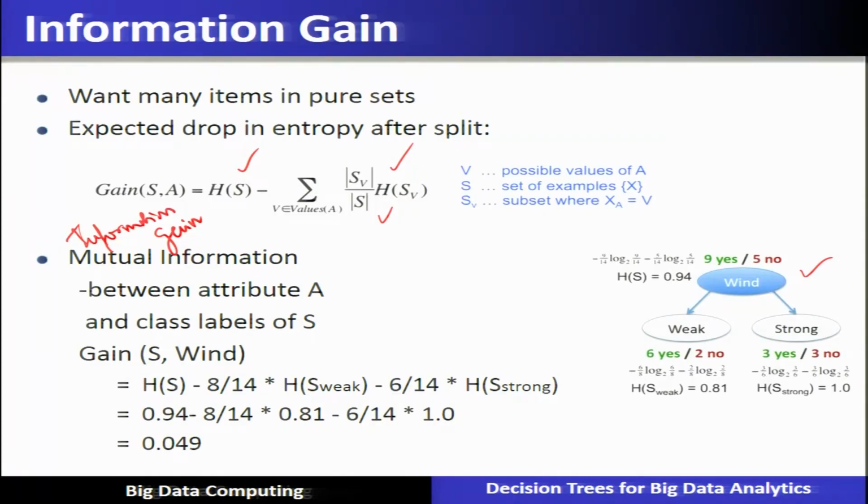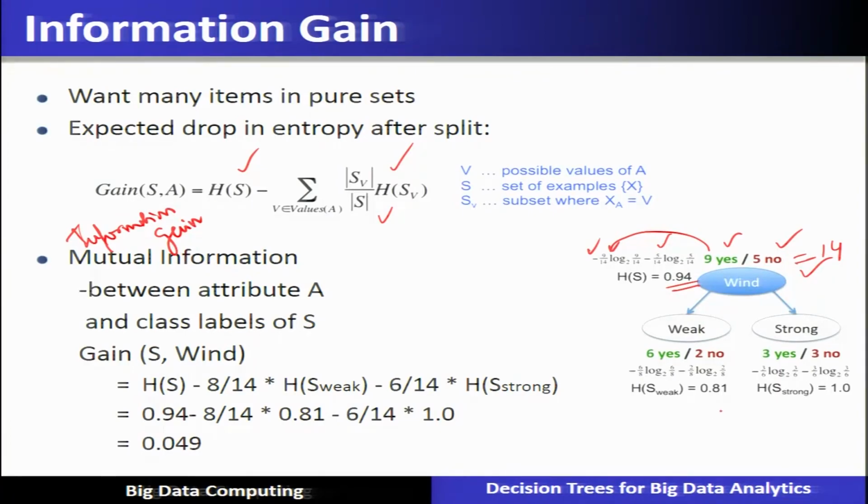wherein the wind we have seen that there are 9 yes and 5 no's. So the positive count is 9, and the total number of samples is 14. So minus 9 divided by 14 log to the base 2 of 9 divided by 14, minus, 5 are negative, so 5 divided by 14 log of 5 divided by 14, that comes out to be 0.94. So the entropy is 0.94 here in the wind.